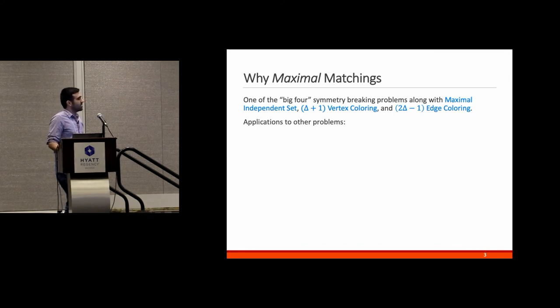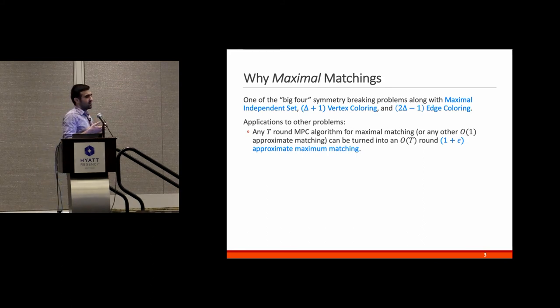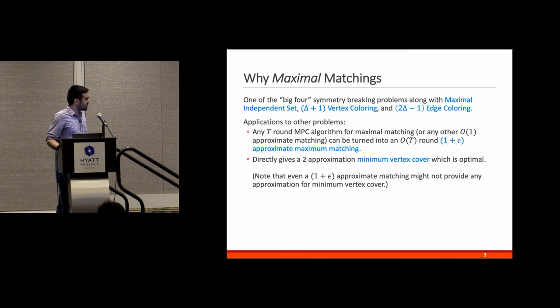But on top of that, it also has some cool applications. For example, if you have a T-round MPC algorithm for maximal matching, or in fact any other O of one approximate maximum matching, you can boost it up to a 1 plus epsilon approximation for maximum matching in essentially the same asymptotic number of rounds. Though this O notation hides the dependence on epsilon, if epsilon is some constant, it's going to be an O of T round algorithm.